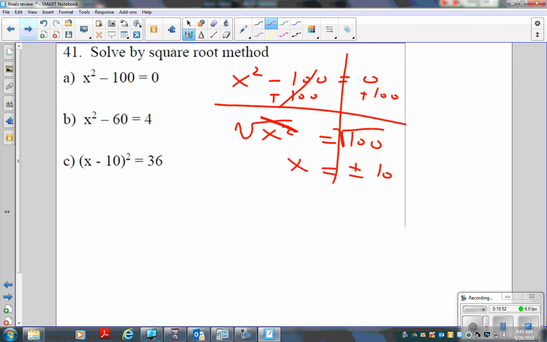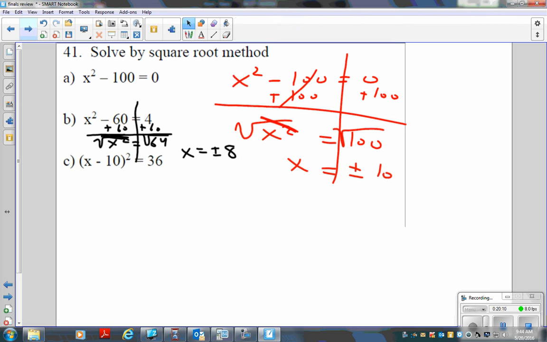So remember, whenever you use the square root sign, you have to put a plus or minus in front of it. Let's try it again over here. Plus 60 on both sides. And then when I square root it, you get x equals, because these two cancel out, plus or minus 8.